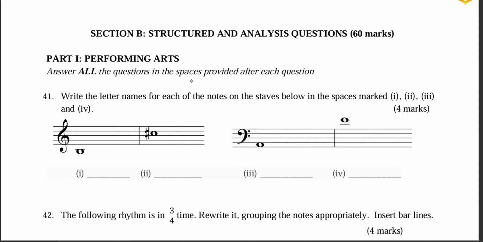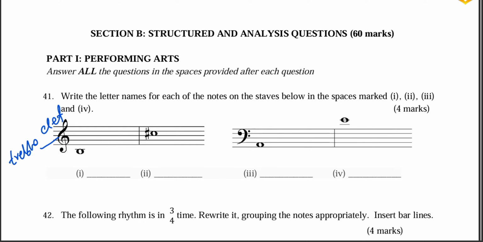We are going to answer all the questions in the spaces provided for each question. And our first question in this paper is question number 41. Write the letter names for each of the notes on the staves below in the spaces marked 1, 2, 3, and 4. The first staff that we have here is a treble staff because it has this mark, which is a treble clef.